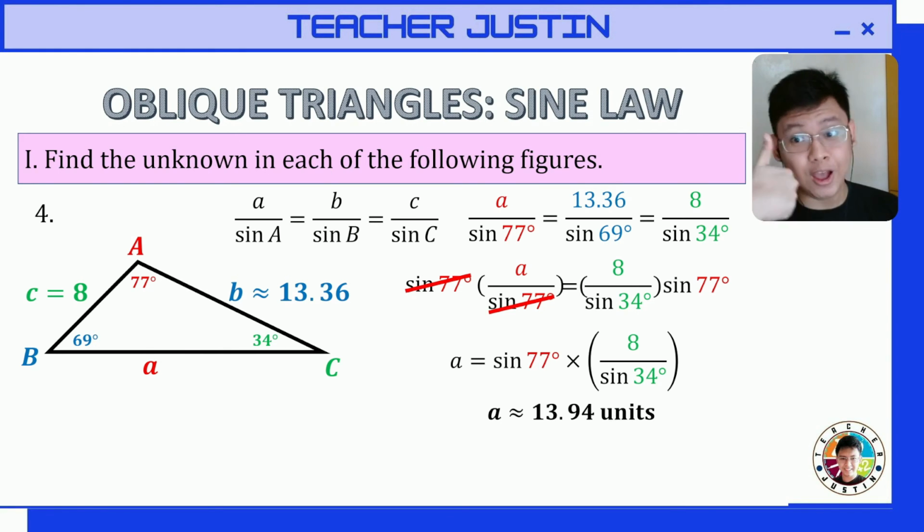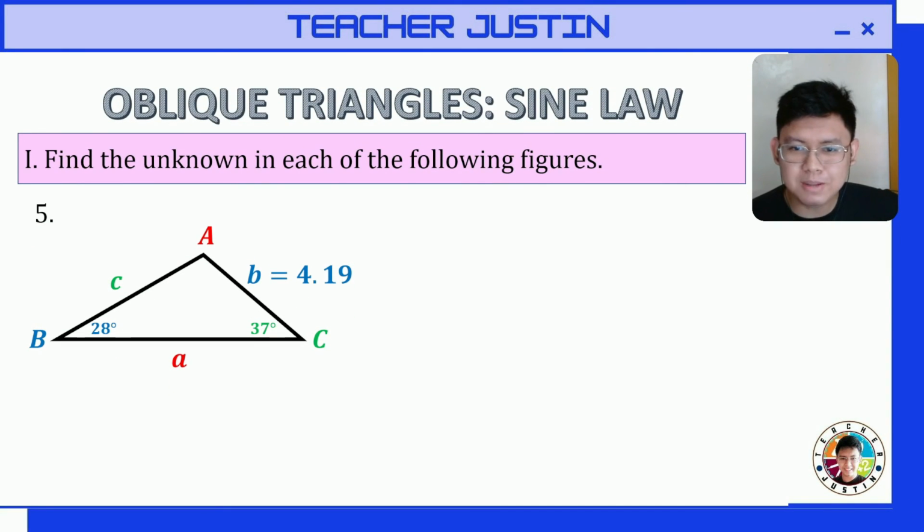Tada! Alright. Let's solve for the missing parts of this oblique triangle. So, ang given sa atin, meron tayong dalawang angle tapos isang side. So, we will be using sine law. So, para masagutan natin to, unang step natin is for us to solve for the missing third angle. So, let's solve for the measurement of angle A.